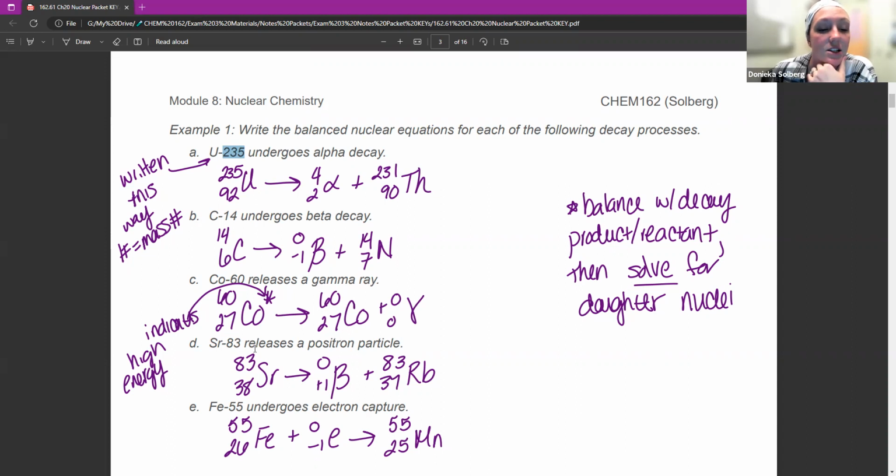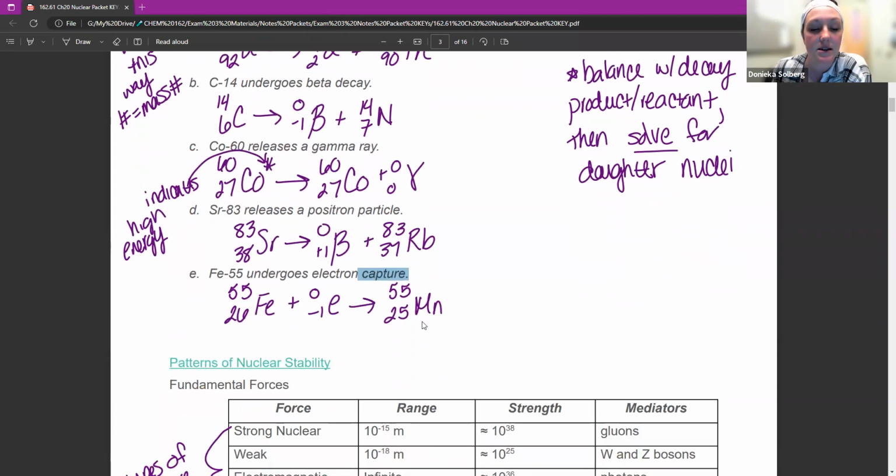Okay. Strontium-83 looks like this, releases a positron particle, and if you solve for the other one, you get rubidium. And iron-55 undergoes electron capture. Capture would mean it is a reactant, so you have to actually add it to the iron. So it should be on the left side, which means my product is going to be, this was 26, minus 1, so 25, which is manganese. Okay, so solve for the element left.